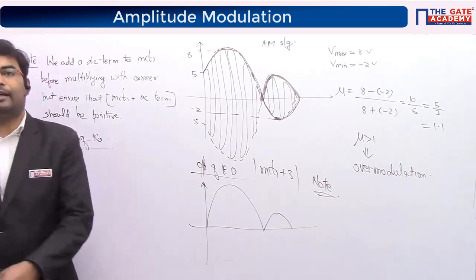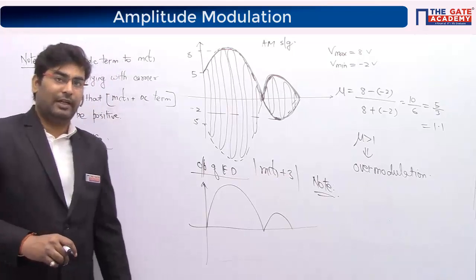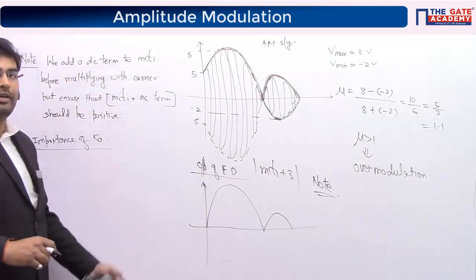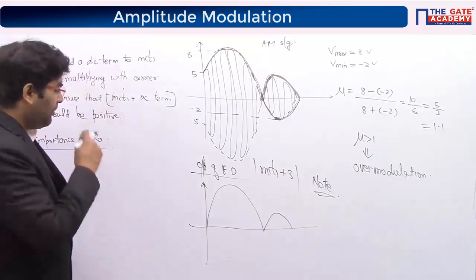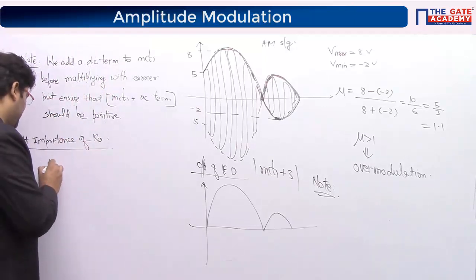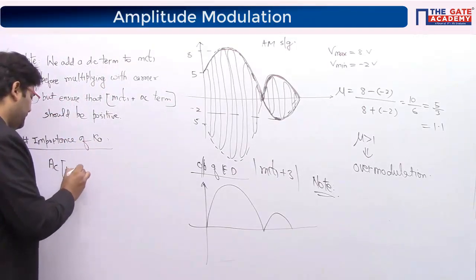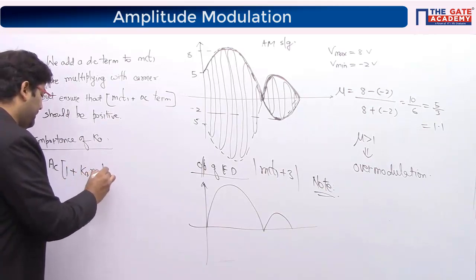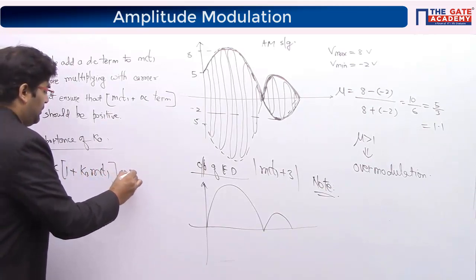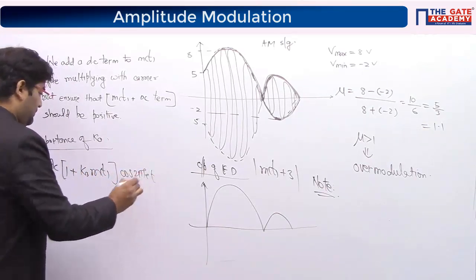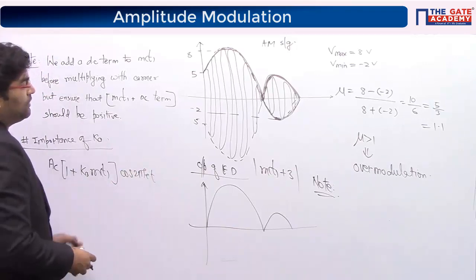Why do we need K? I told you that I will discuss this in the envelope detector. What is the importance of K? Now guys, if you recall, in the equation of the AM signal, we have Ac times 1 plus K m(t), times cos 2 pi fc t.